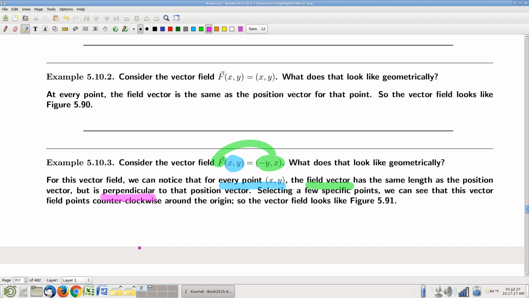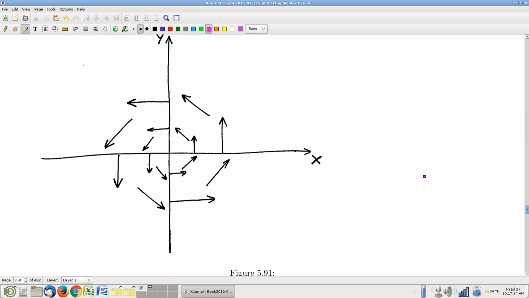You can also observe that these two vectors have the same length. So this is an interesting vector field. For any given point, we're looking at vectors that have the same length but a perpendicular direction to the position vector. Here's an example. At that point, with that position vector, the field vector has the same length, though I didn't draw it to scale, and a perpendicular direction. For any given point, a perpendicular direction.